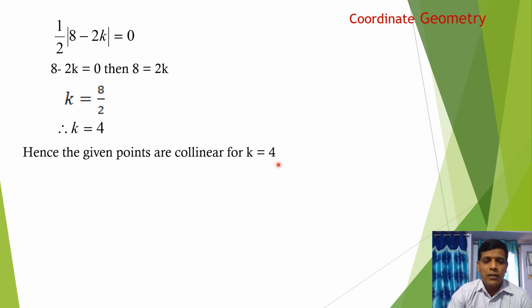So if the given points are collinear, then what is the value of k? k is equal to 4. If k equals 4, the given coordinates are collinear points. Clear? So, let us see one more question.